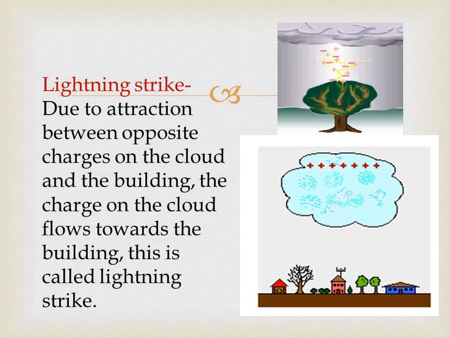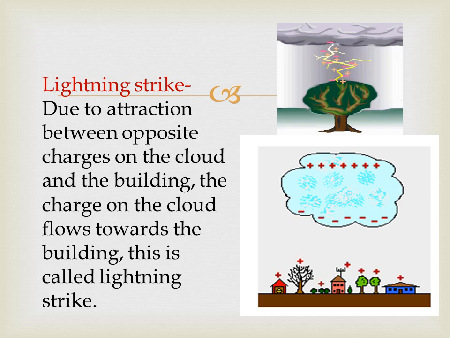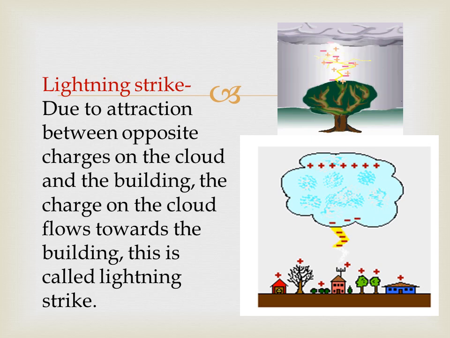The energy of the lightning converts the oxygen in the air to ozone. This ozone gas is a protective cover against the harmful ultraviolet rays present in solar radiation.